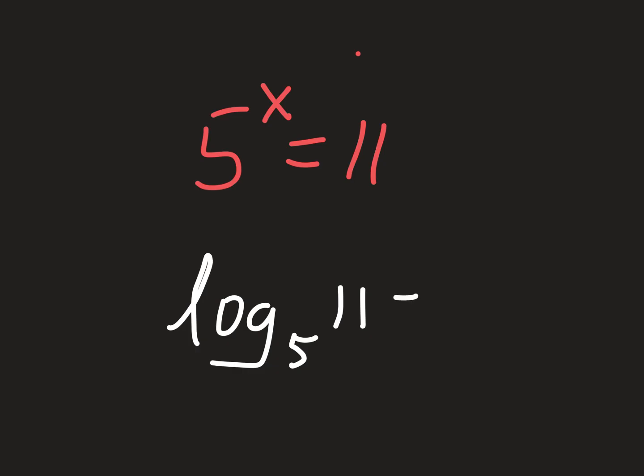11 equals x. Now, the red one was called an exponential because there was an x in the exponent. And this thing on the bottom that's in white, that one is called a log. Being able to go back and forth between exponentials and logs is half the battle.